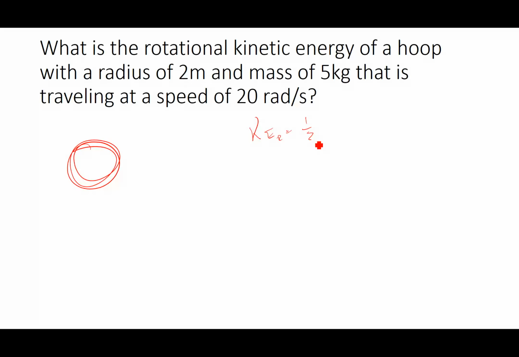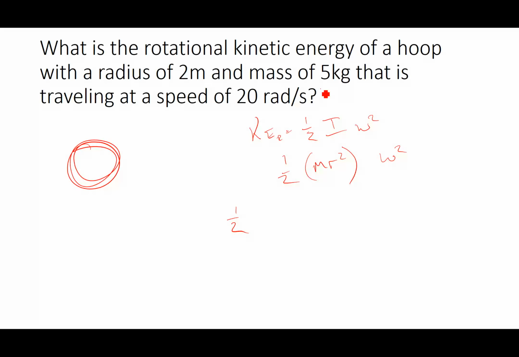So KE sub r is equal to 1/2 I omega squared. So 1/2, and I for the hoop is just mr squared. And my speed is given to me in terms of 20 radians per second. Pretty straightforward. So I'm just going to plug in the values that I know.